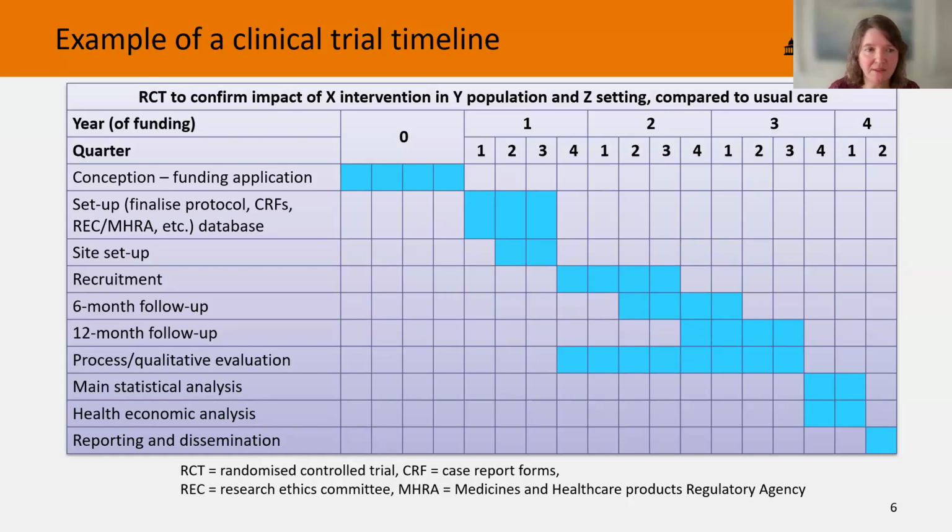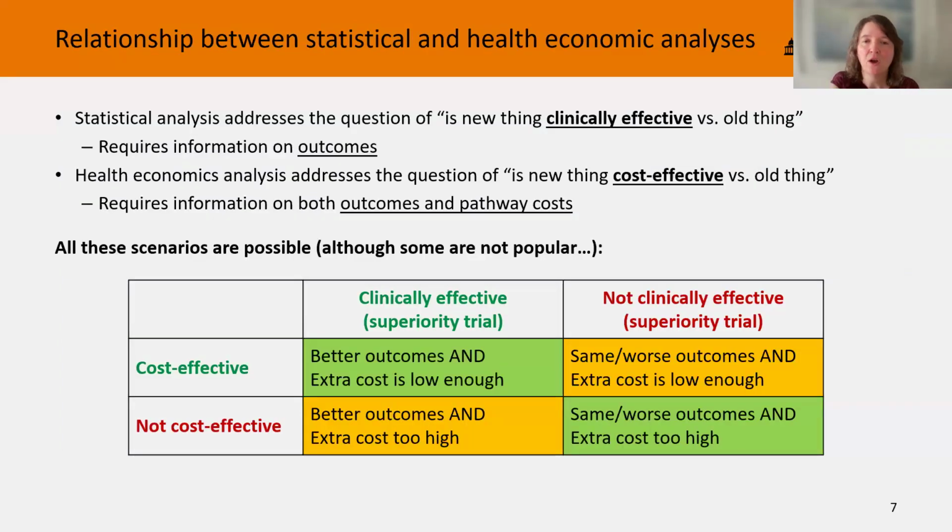So these 2 analyses come from all the trial data. And then at the very, very end, there's the reporting and dissemination. So that's just, you know, setting up a basic clinical trial timeline. And while we're on the topic, I'm going to briefly talk about the relationship between the statistical and the health economic analysis. I know we've got a few statisticians on the call today.